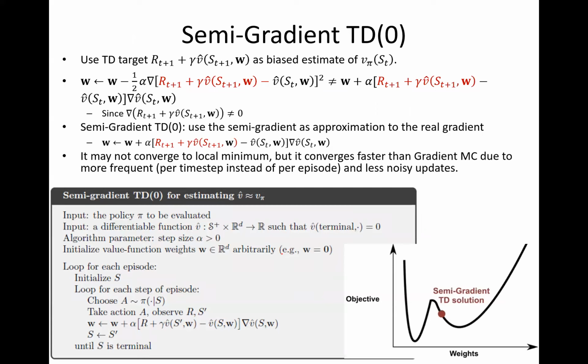So for TD, you are using the TD target as a biased estimate of V pi, as opposed to the G for Monte Carlo, which is unbiased. So now, if you're taking the gradient of this squared error in a sampling approach, a particular sample of S t+1 and R t+1, you cannot simply take the gradient inside and do this. Because this term here is dependent on W. That's the non-IID part. So this gradient is not equal to zero.